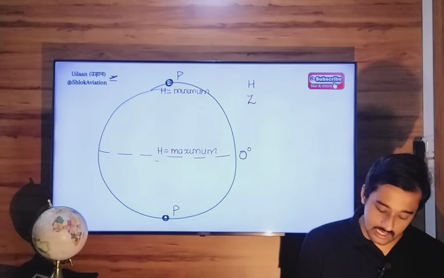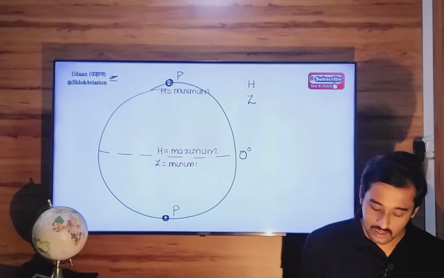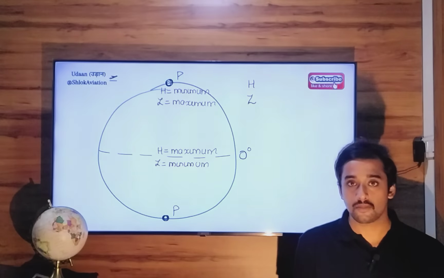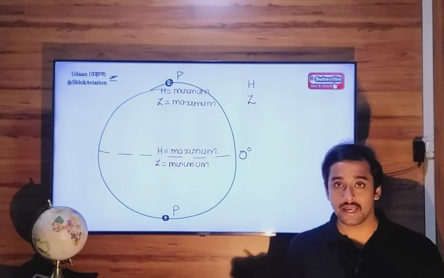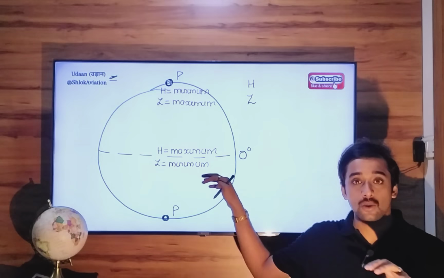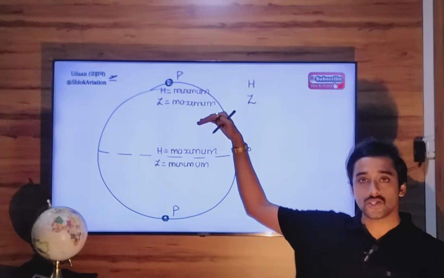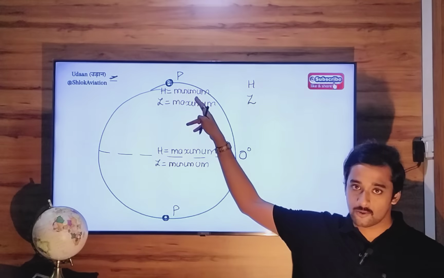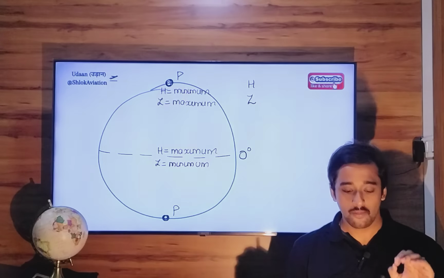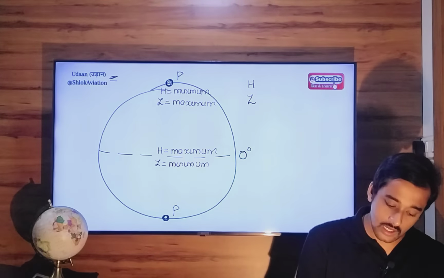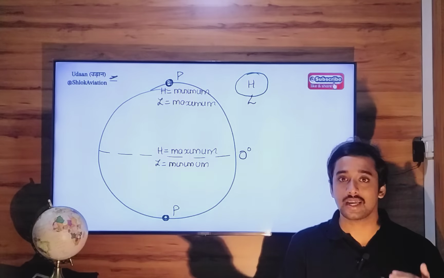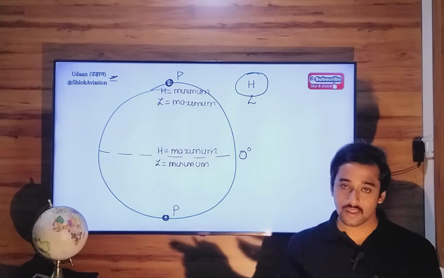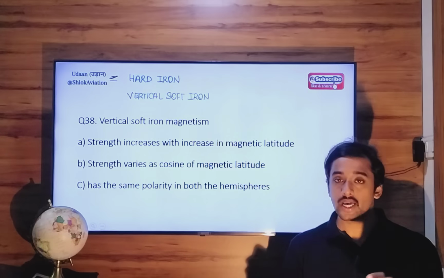Similarly, the vertical component is minimum at the equator, and this vertical component is maximum at the poles. So your magnetic compass will be most effective, or it will work properly, at lower latitudes, especially the equatorial latitude. As your latitude increases, the horizontal component of the magnetic field decreases in value and the vertical component increases. And your magnetic compass is dependent on the horizontal component. So if that decreases, your magnetic compass also becomes ineffective, meaning more and more unreliable. Okay, so this is called vertical soft iron magnetism.